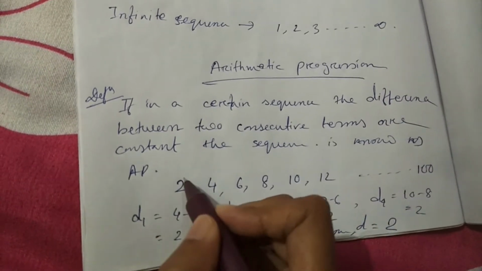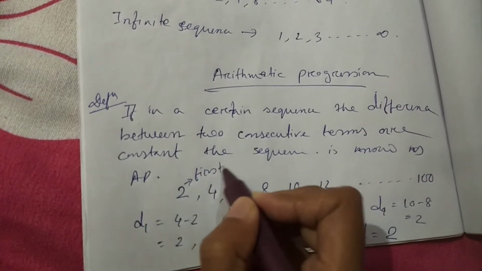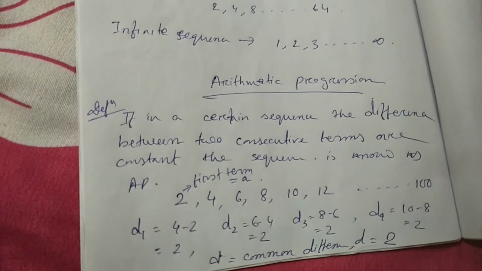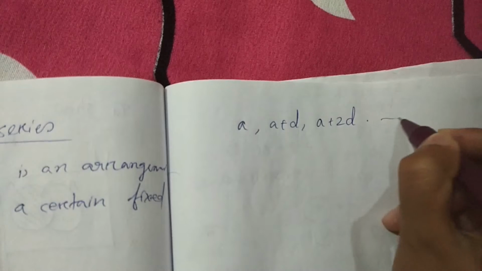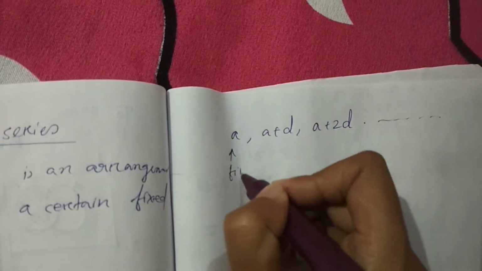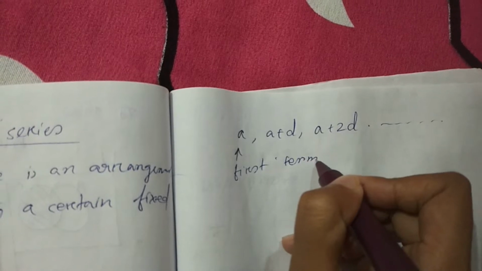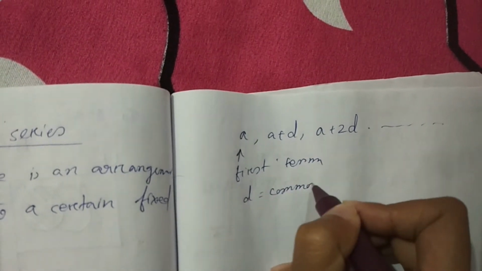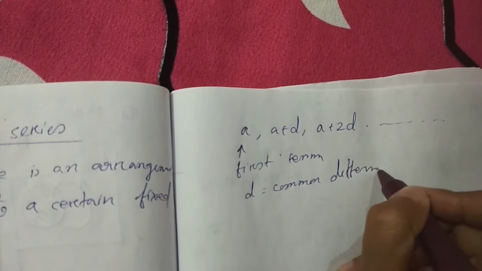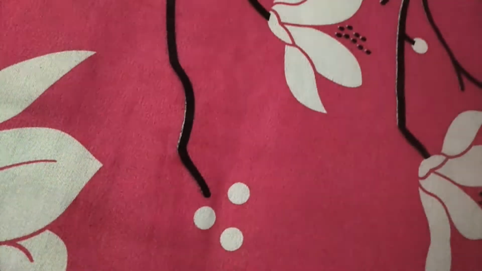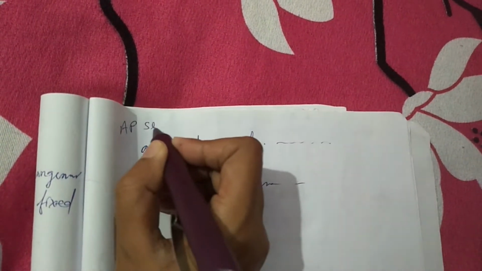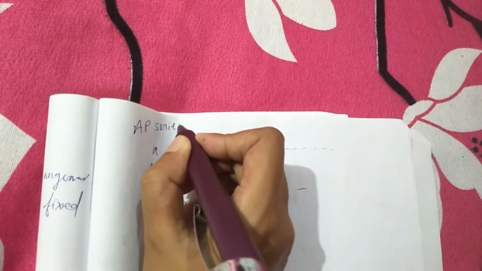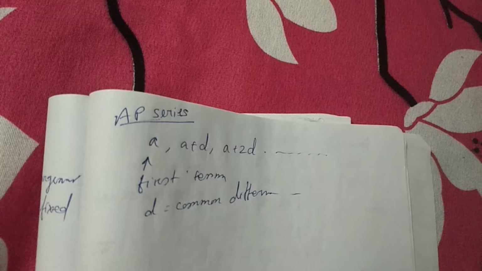And the first number written is called the first term, normally denoted by a. So an AP series is written as a, a plus d, a plus 2d, like this, where a is the first term and d is the common difference. So this is our AP series or AP sequence.